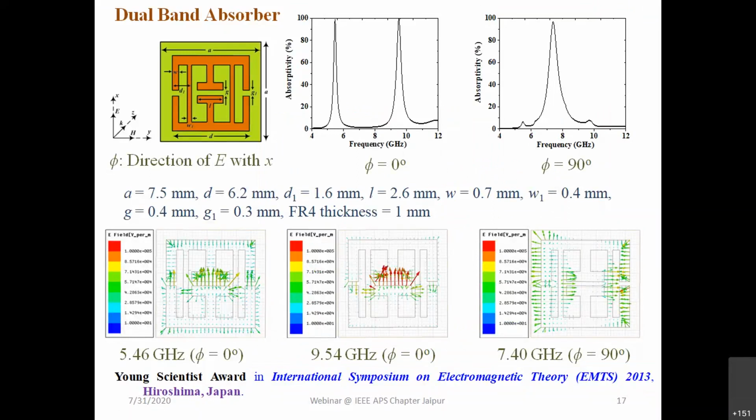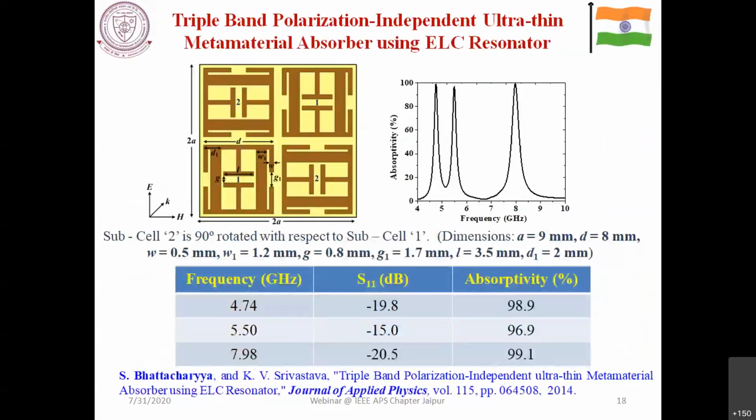So what you can see, at first we had constructed a dual band absorber. When the electric field is aligned along this direction, it exhibits dual band absorption. However, while the electric field is aligned along this direction, that is the orthogonal direction, it provides absorption at the other frequency. So if I can orient both simultaneously, like this way and this way, I can make it a triple band absorber. That's exactly what we have done. We have designed a triple band absorber.